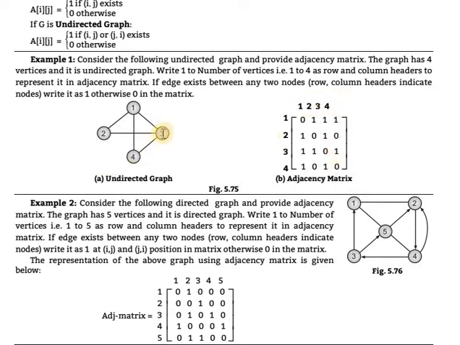After that, third row: 3 to 1 edge is created, so write 1. 3 to 2 edge is created, so write 1. 3 to 3 no. 3 to 4 edge exists in that graph, so write 1. Next, 4 to 1 edge is present, so write 1. 4 to 2 not, so 0. 4 to 3 present, so 1. 4 to 4 not, so 0. Clear how to write the adjacency matrix?